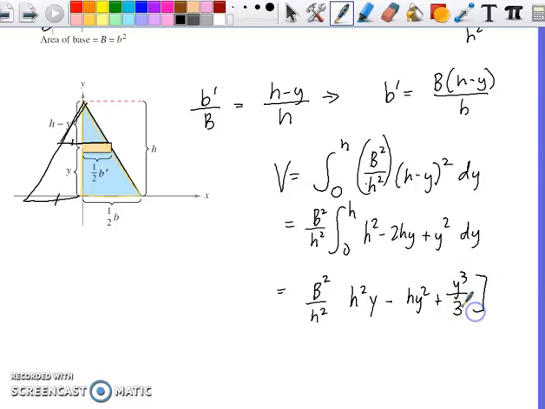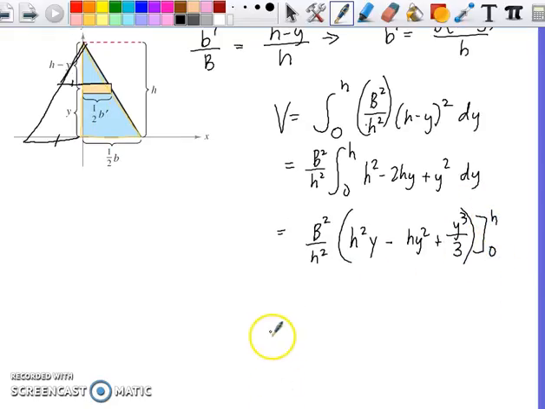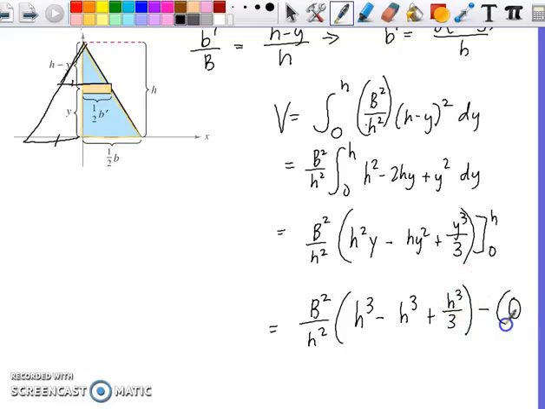Now I have to evaluate that whole thing from h to 0. And again, it's convenient that I'm going from h to 0 because that means the second half of this will be much easier. So if I plug in h, that makes h cubed here minus another h cubed plus h cubed over 3, minus the 0 from the other side, fundamental theorem.